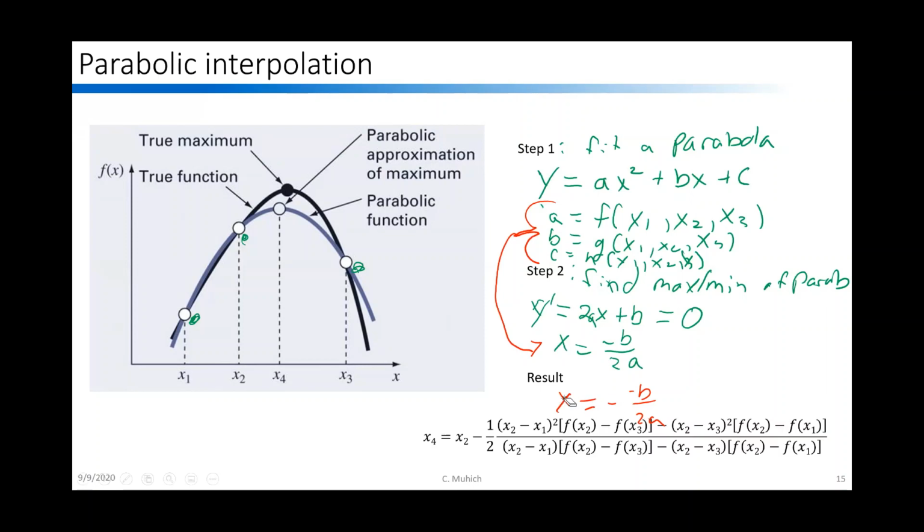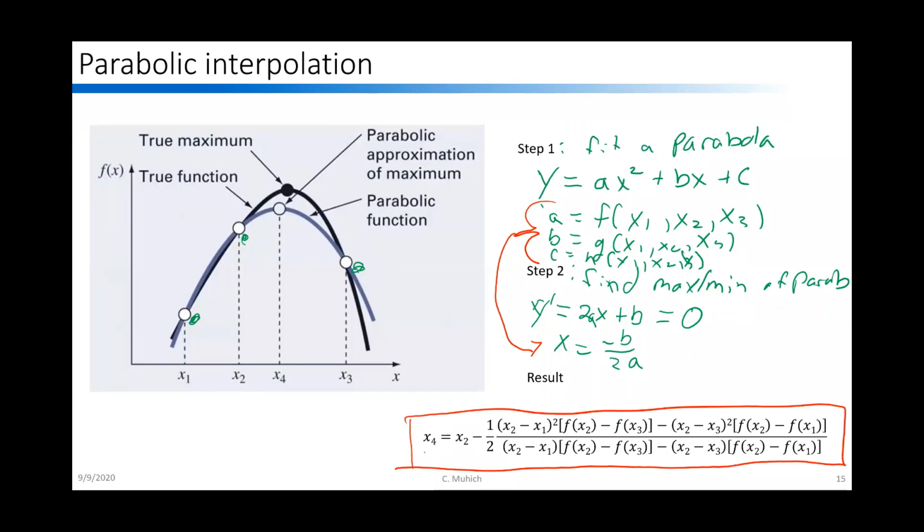So I've gone and done this all out for you, taken all the numbers and plugged them in, and we end up with our final form of this equation. This equation down here is going to give us the maximum, x4, or the minimum, for any set of 3 points on a curve. Right? So just as before, we're going to get this x4, and then we evaluate the function with the x value, that's the lowest value.